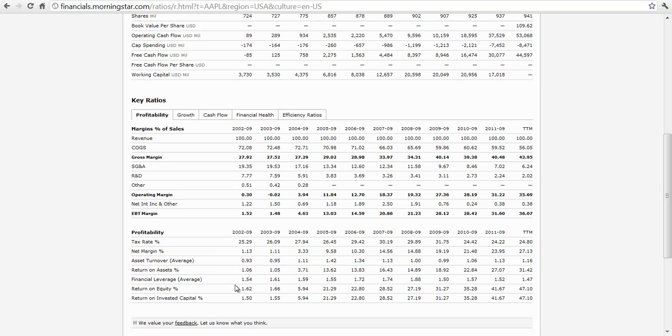How about the financial leverage? The financial leverage, 1.54, 1.61, 1.59, 1.55, 1.72, 1.74, 1.88, 1.50, 1.57, 1.52. So it went up a little bit here in 06, 07, and 08, but then it fell back down again. So it's not leverage. The reason return on equity has improved so much is because profit margin has improved significantly.